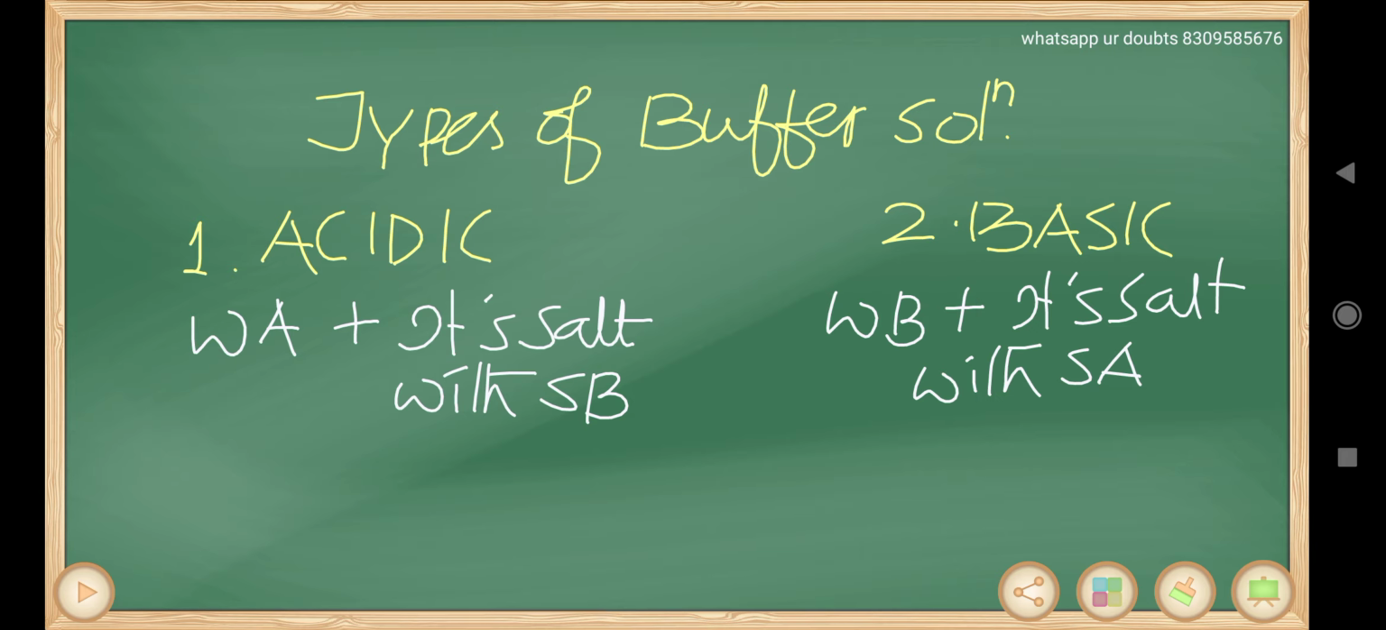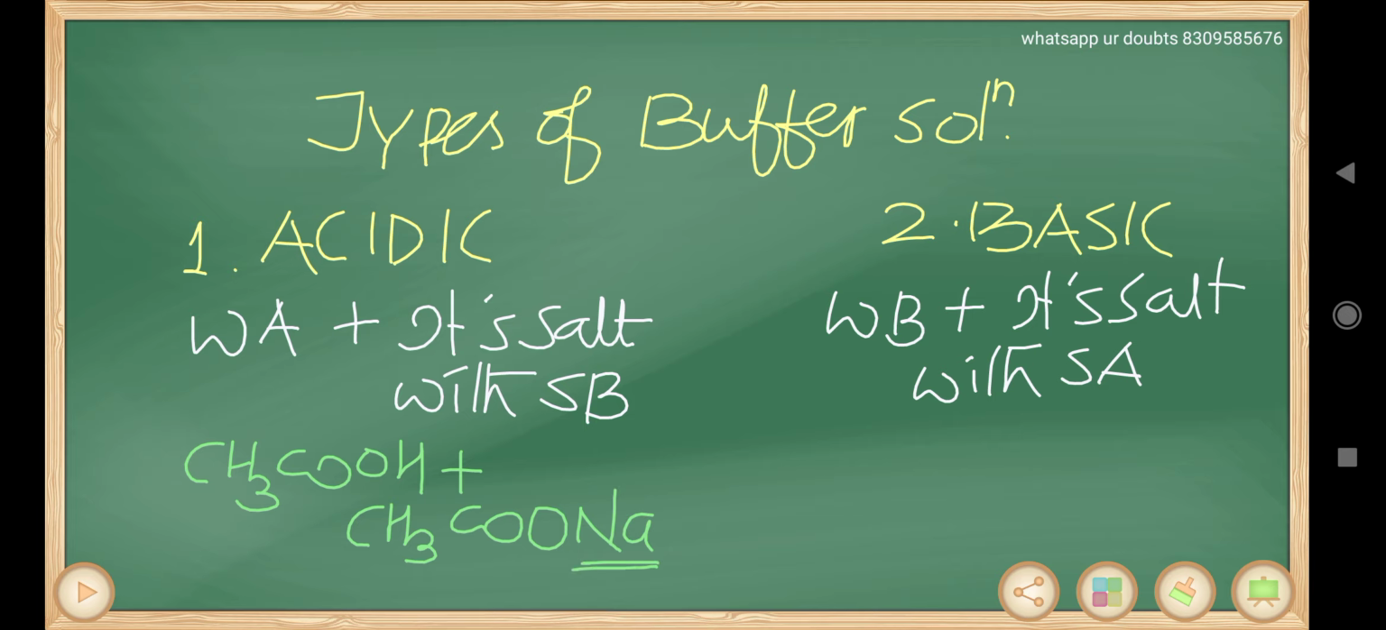Example: weak acid is CH3COOH, plus the combination of CH3COONa. It is a salt which is made up of a strong base and a weak acid. This combination can function like an acidic buffer. Here NH4OH is the weak base, and NH4Cl or (NH4)2SO4, anything you can take. This combination can function like a basic buffer.